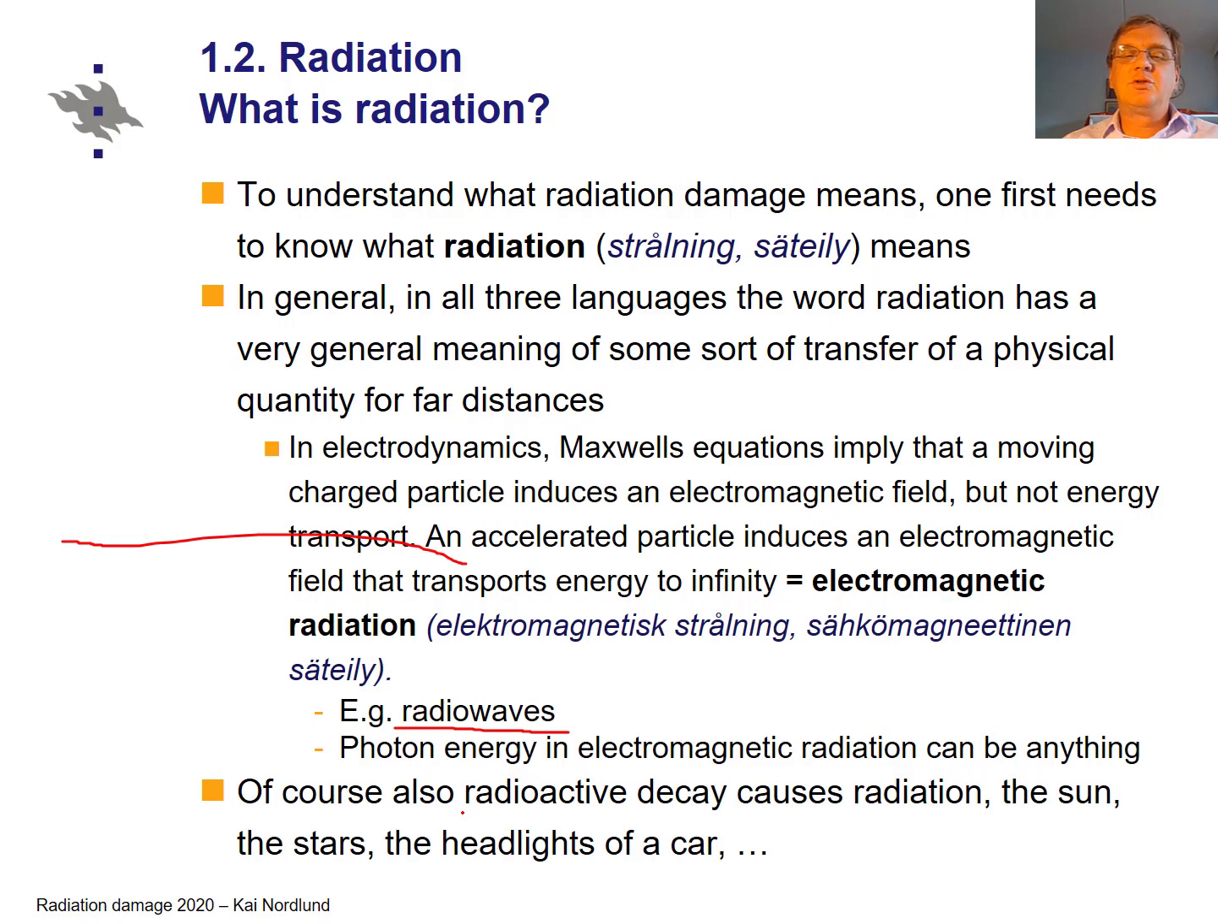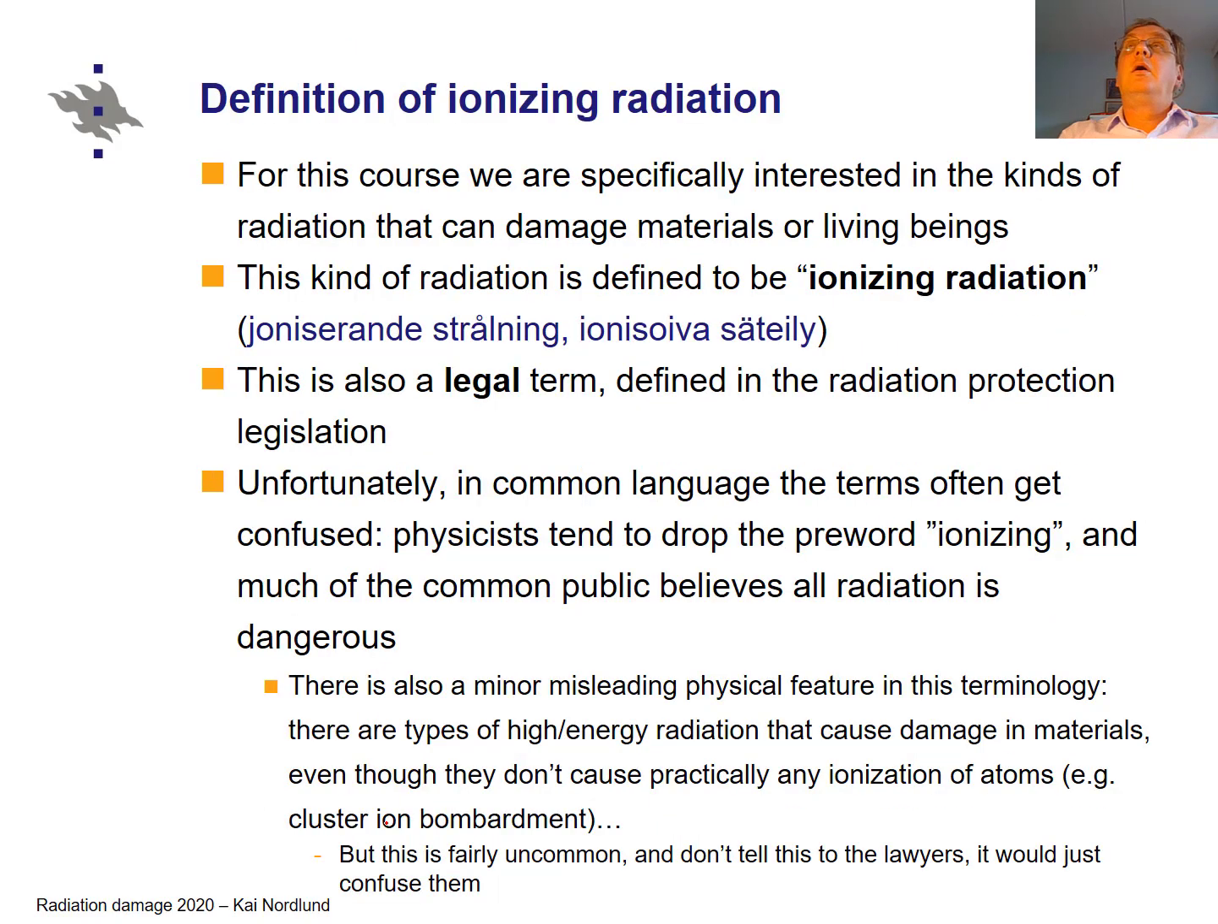What we talk about in this course is higher energies than radio waves, which come from, for instance, radioactive decay, the sun, the stars, and so on. But then in contemporary talk, if you talk about the headlights of a car, that's not ionizing radiation, that's regular radiation again. So for the purpose of this course, we really talk about ionizing radiation. That is the kind of radiation that can cause damage to materials or biological materials, and this is what the word ionizing means. We'll give a little bit more detail in a couple of slides.